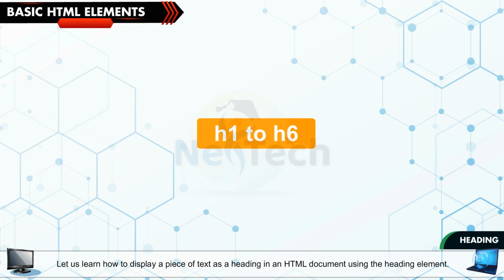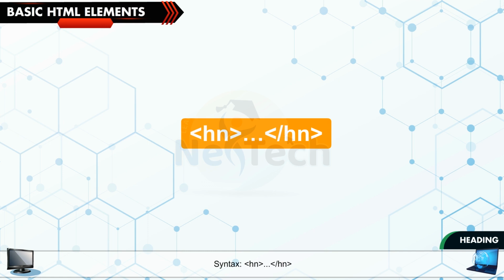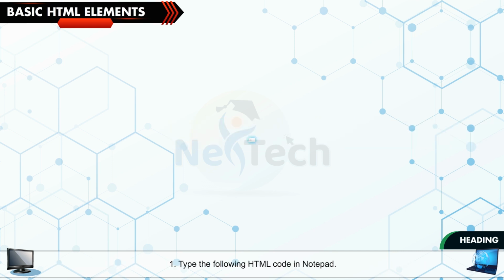Let us learn how to display a piece of text as a heading in an HTML document using the heading element. HTML provides 6 heading levels, which are from H1 to H6. Syntax: Hn, close tag Hn. The n indicates a heading level, which can be any value from 1 to 6. The Hn element tells the browser that the text enclosed between the opening and closing tags is a heading.